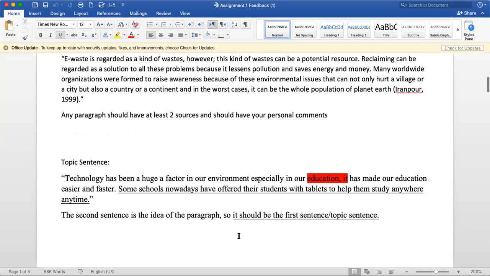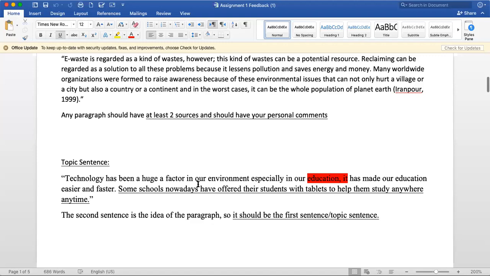Another problem was that most of your body paragraphs did not have a topic sentence. What is a topic sentence? As we explained before in class, a topic sentence is the first sentence in a body paragraph that introduces the idea of the body paragraph. So once I read this sentence, I know what this paragraph is about. Where should this sentence be? It should be at the very beginning. So it is the first sentence of the body paragraph.